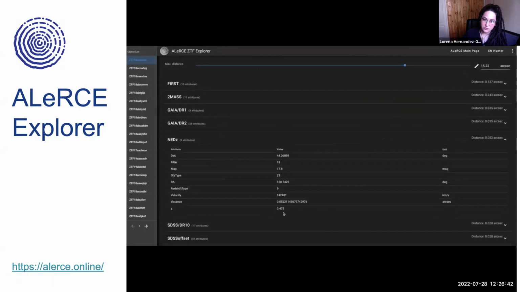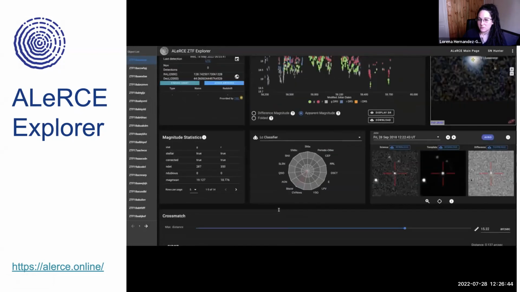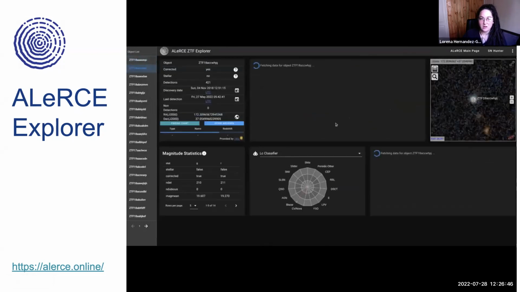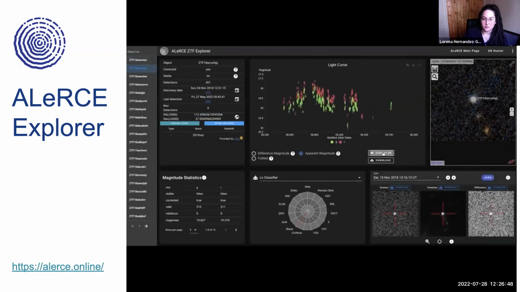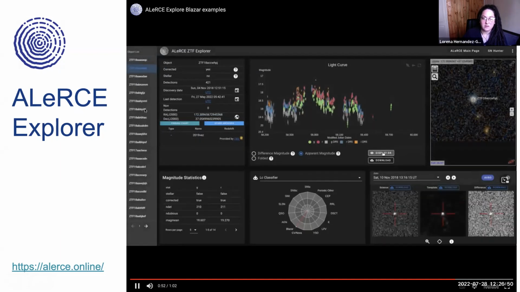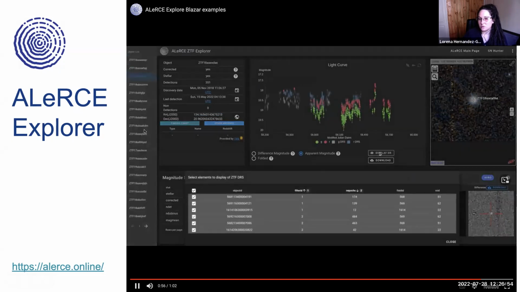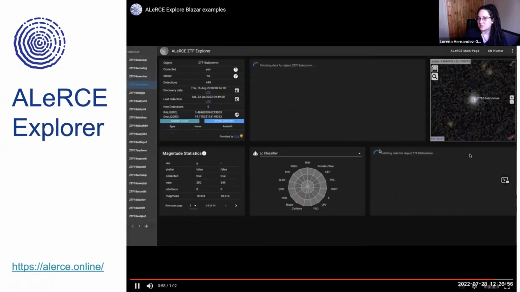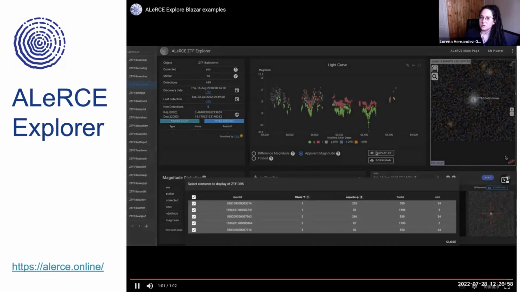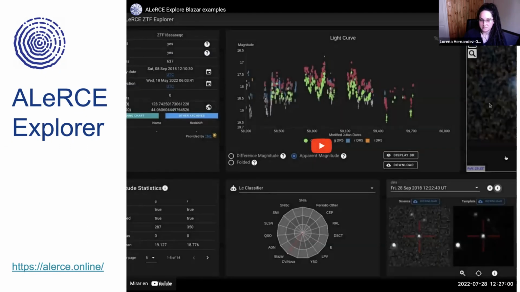For example, here, if you go to net, you can check, for example, the redshift. And if you see on the left, there are different light curves for different sources. So what is displayed here is different light curves for different blazar candidates.